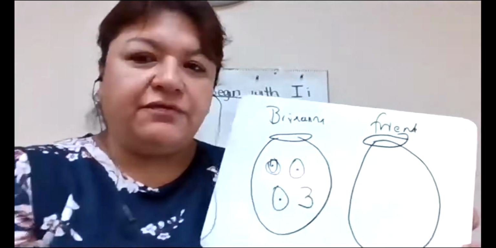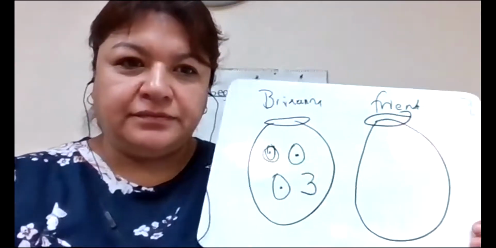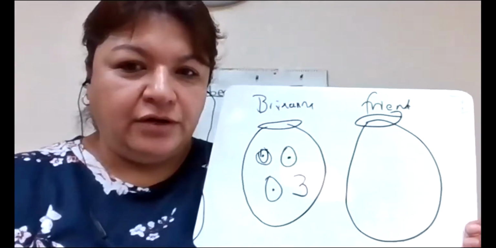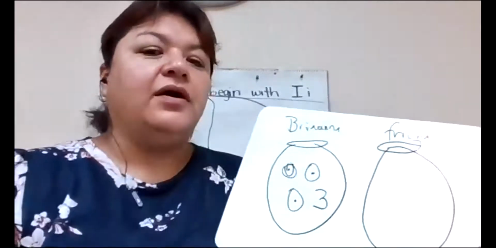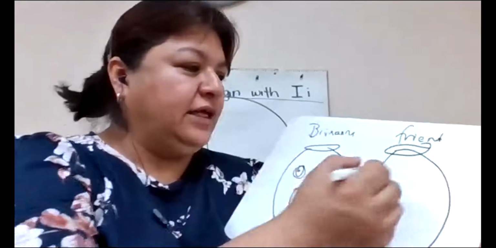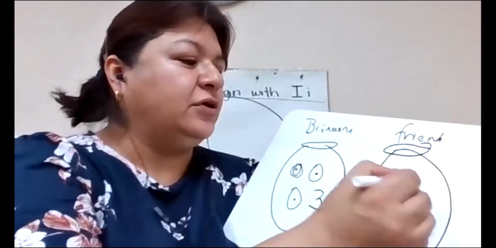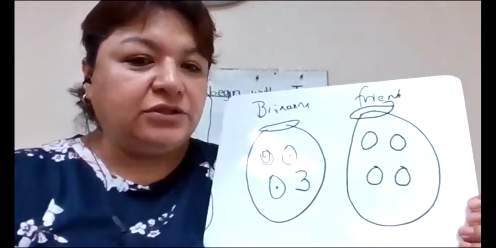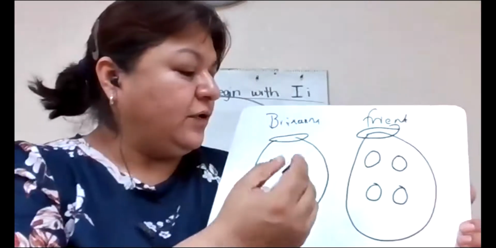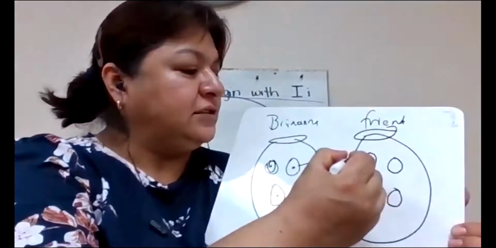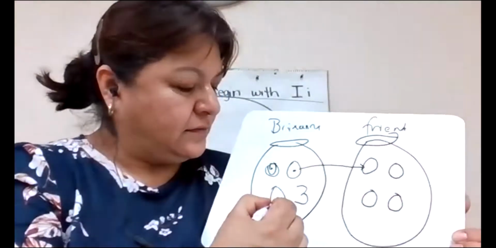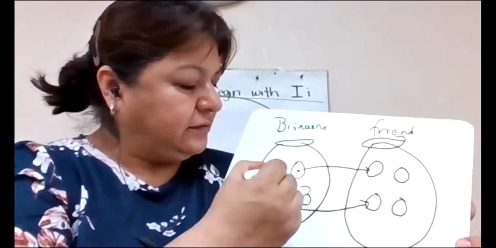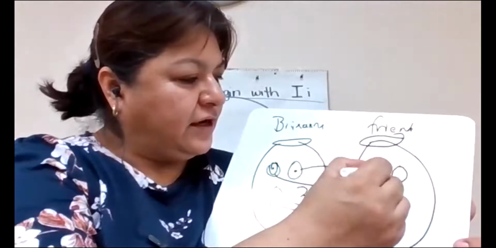We know that Brianna has 3 apples. How many apples does her friend have? 4. 4? You think 4? Yeah. Okay, let's do this. I'm gonna draw 4 since you already told me it's 4. And now to make sure, we're gonna pair them. Or we're gonna match. There's 1. There's 2. There's 3.